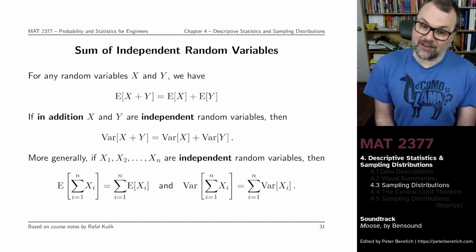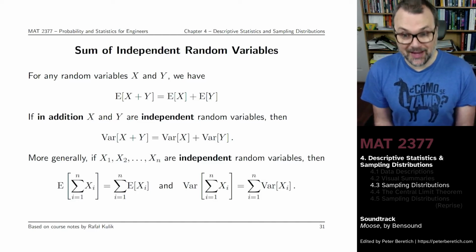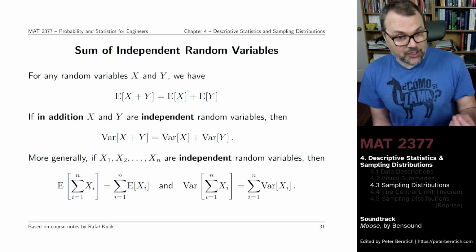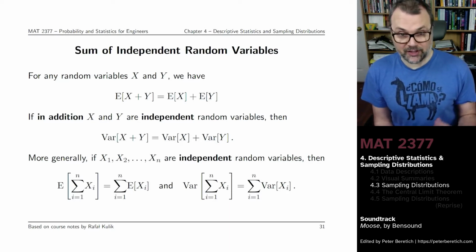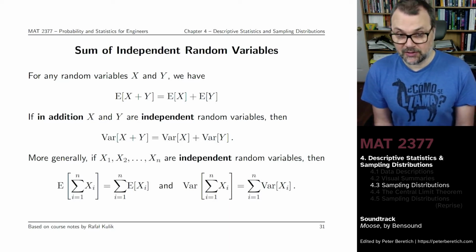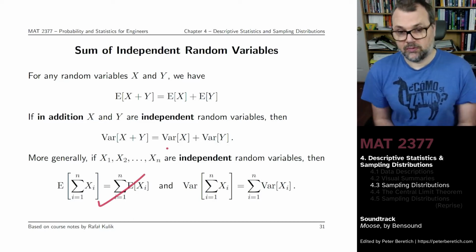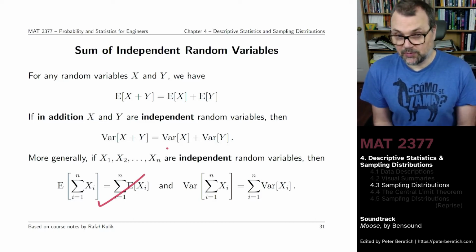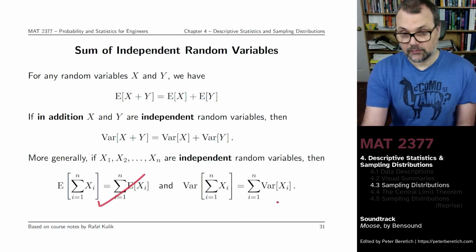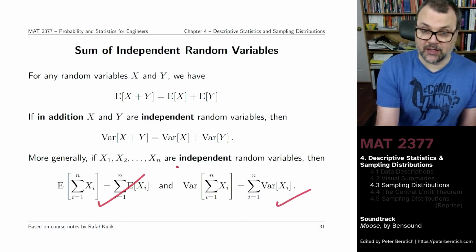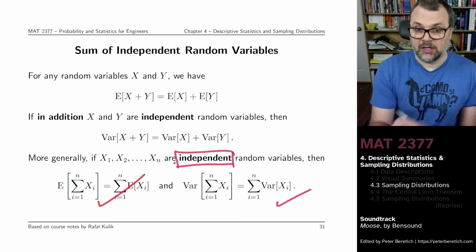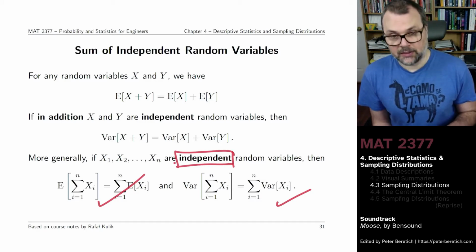So if you have n random variables and they're all independent, then the expectation of the sum of these random variables will be the sum of the expectations, and the variance of the sum will be the sum of the variances. But again, let me reiterate, this is only true if they are independent random variables.